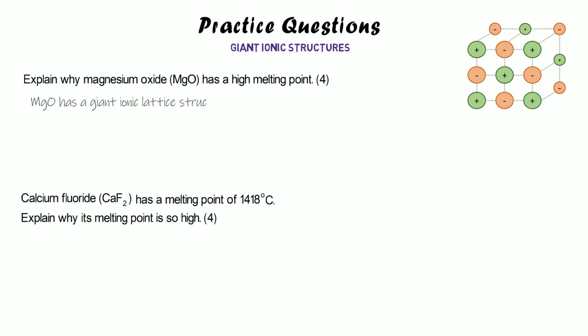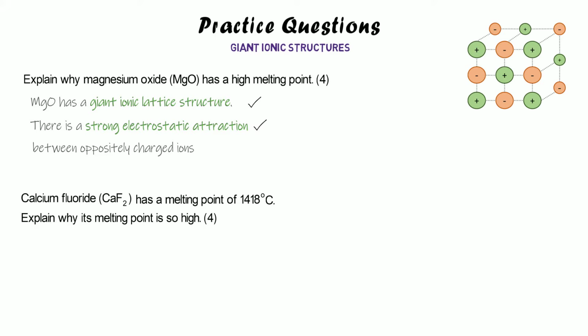So magnesium oxide we know is an ionic compound because magnesium is a metal and oxygen is a non-metal. So we say that it has a giant ionic lattice structure. That means there will be a strong electrostatic attraction. That's your 2nd mark. Make sure you remember that phrase. The attraction is between positive ions and negative ions. Or you could say between oppositely charged ions, which means the same thing.